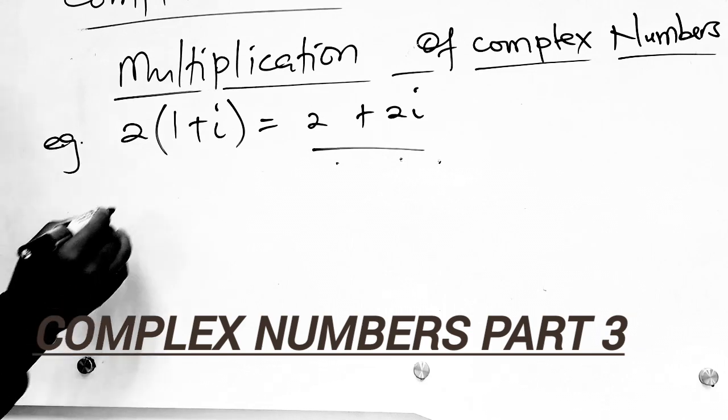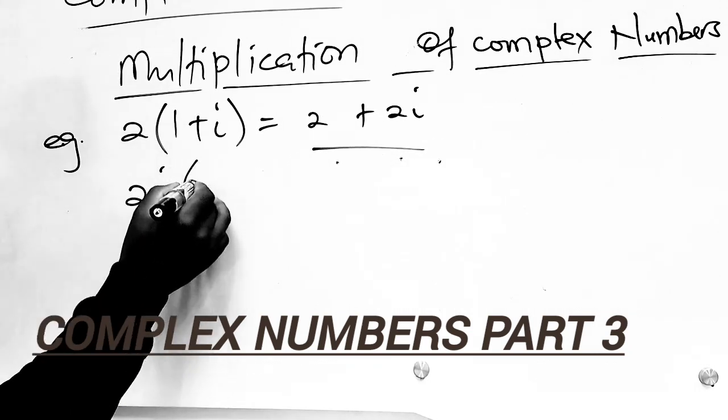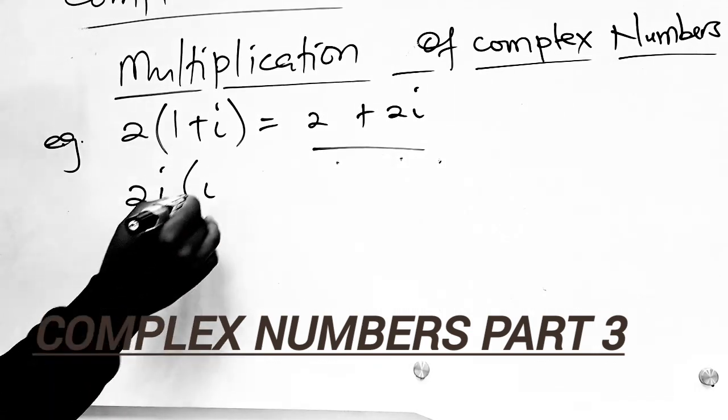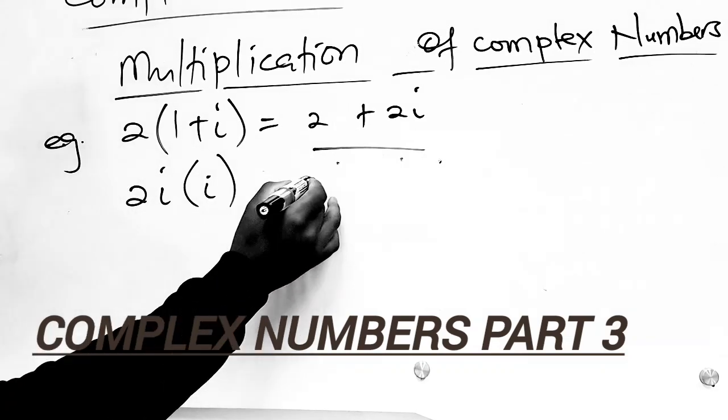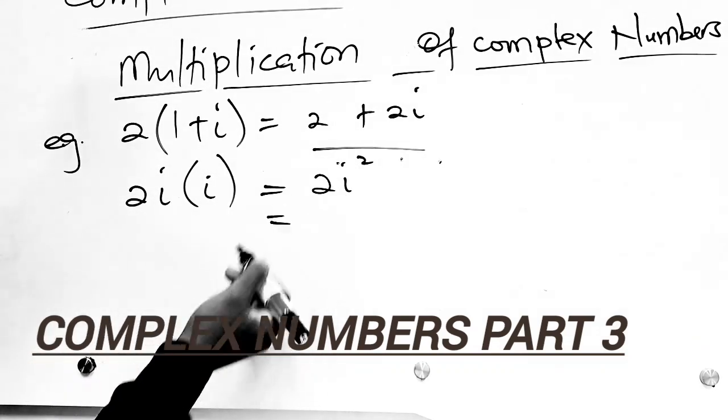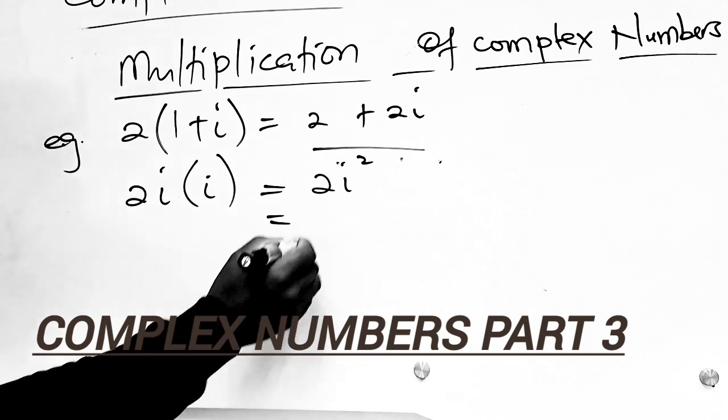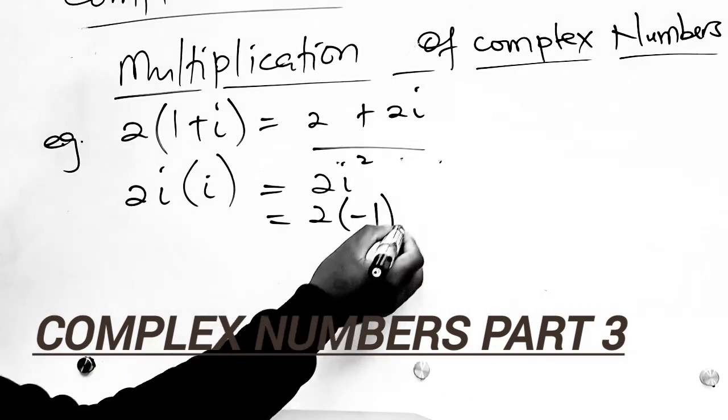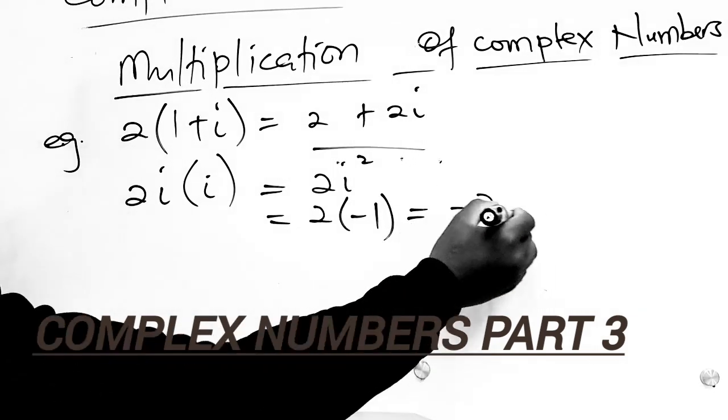Let's see the second example. 2I multiplied by I. In this case, we get 2I squared. But we know what I squared is. I squared is equivalent to minus 1. Therefore, our answer becomes minus 2.